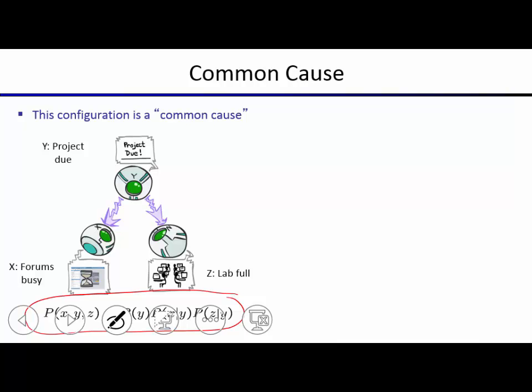We can now ask again the question. We'll always be asking questions about the 2 outer variables. So in this case again, X and Z. Are X and Z independent? That's one question we can ask. The answer is no, intuitively.